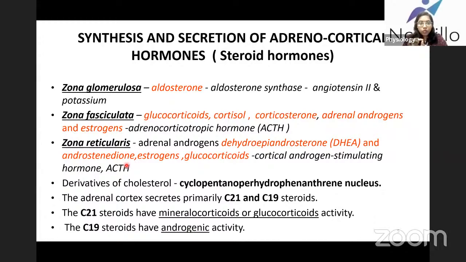All these hormones that I've just told you are steroid hormones, which are derived from cholesterol, and the basic nucleus of the cholesterol, which is responsible for the secretion of all these hormones, is the cyclopentanoperhydrophenanthrene nucleus. The adrenal cortex secretes primarily C21 and C19 steroids. A lot of questions come on these particular C21 and C19 steroids. You need to know that C21 steroids are mainly the mineralocorticoid and the glucocorticoid activity, whereas the C19 is having the androgenic activity, that is the zona reticularis secretion.